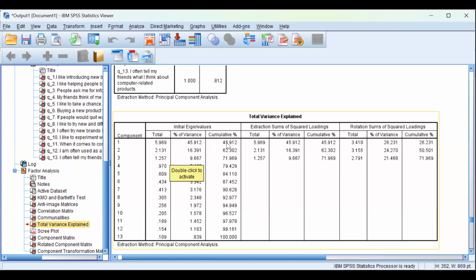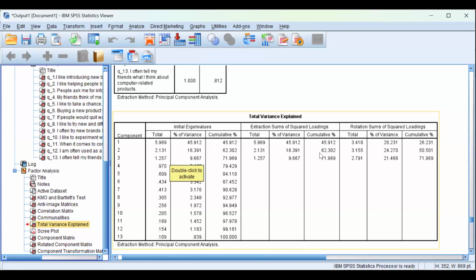71.969. The first factor is causing a variation of 45.912. This is also how we check common method bias. If it is more than 30, then we say that there is no common method bias. So we can report it from here also.